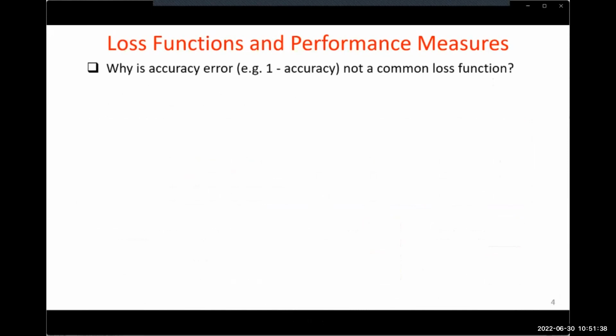Then we can ask a follow-up question. Why don't we use performance measures as loss functions? This is mainly because computing performance measures in general involves non-differentiable counting operation. I use the term non-differentiable to refer to an operation when its derivatives with respect to its inputs are either 0 or infinity. Let me present the problem on a toy example.